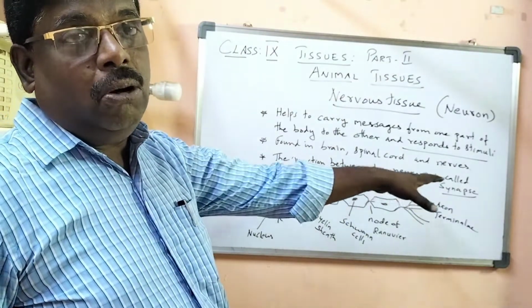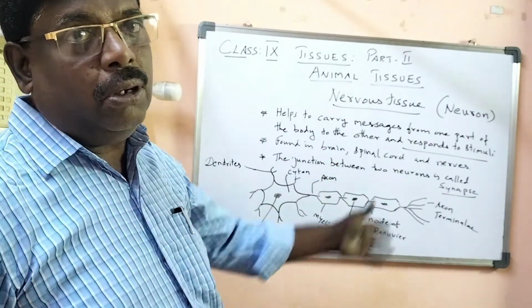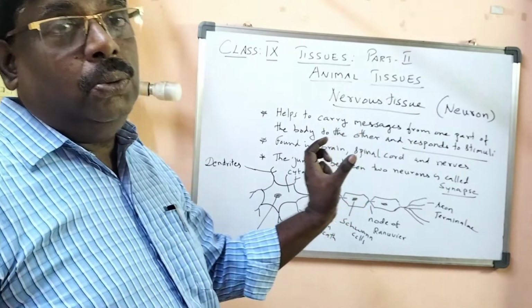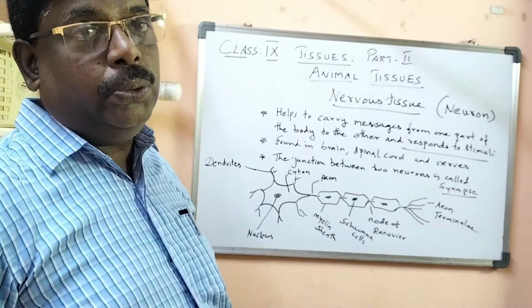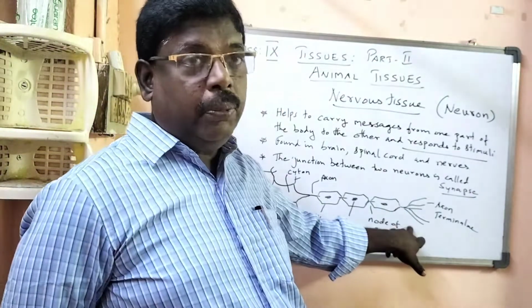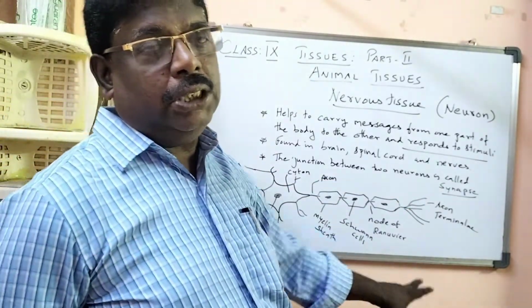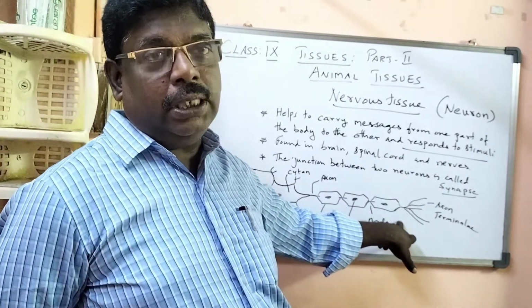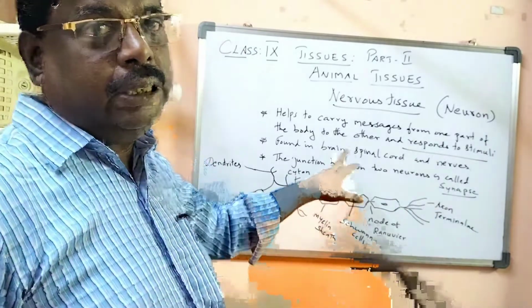Where are these cells found? In the brain, in the spinal cord, and in the nerves. The brain is made up of nervous tissues, the spinal cord, and all the nerves present in our body. Where two nerves join, that point is called synapse, the junction of two neurons. Like there is a diagram of neuron. The end portion, that is the tail portion, joins with the head portion of another neuron. That junction is called synapse.